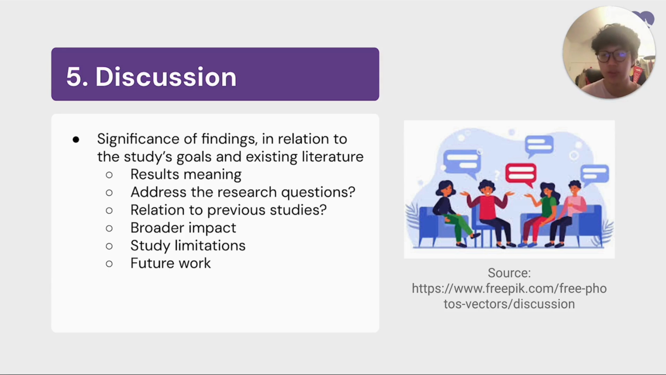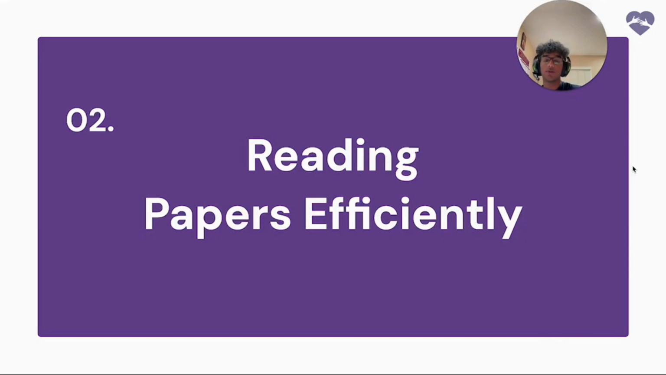And obviously the limitations, or any weaknesses or constraints in the studies, are acknowledged. And these can include factors of reliability. And finally is the future research, which contains suggestions for any additional studies or any unanswered questions that emerged from the current research. Alright, so now we're going to be talking about reading papers efficiently.